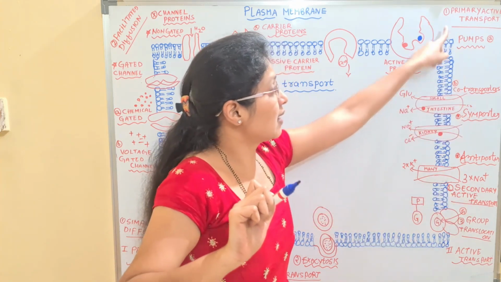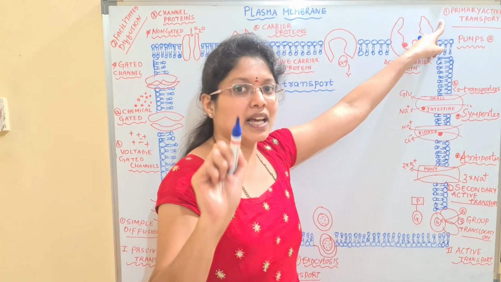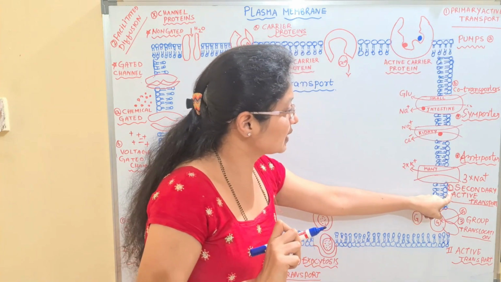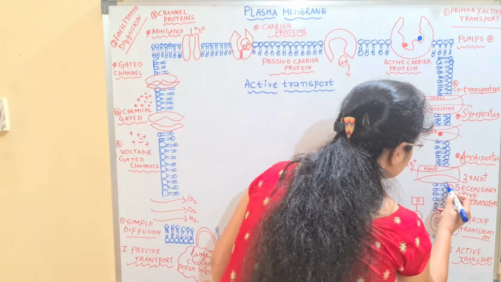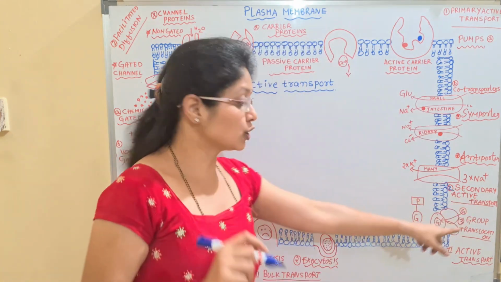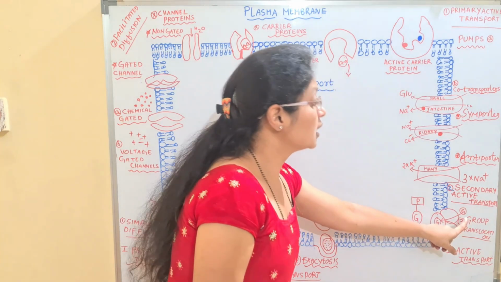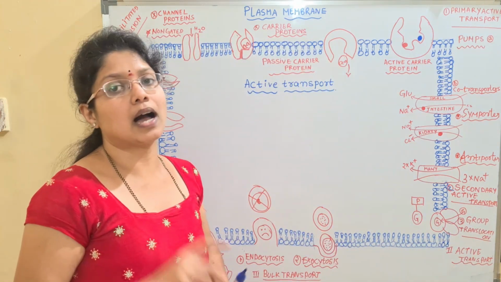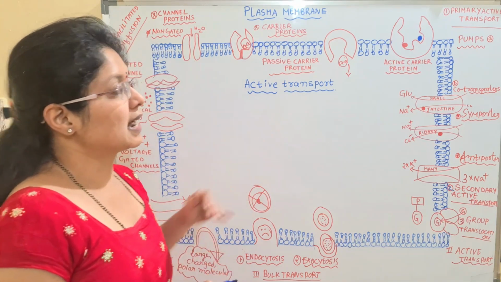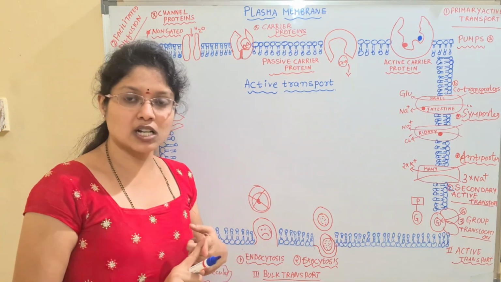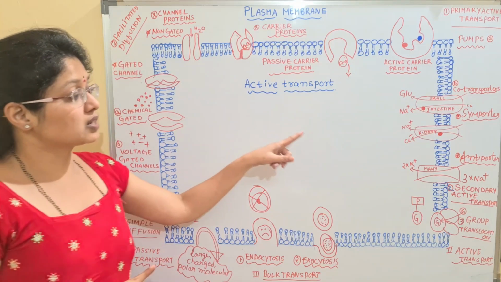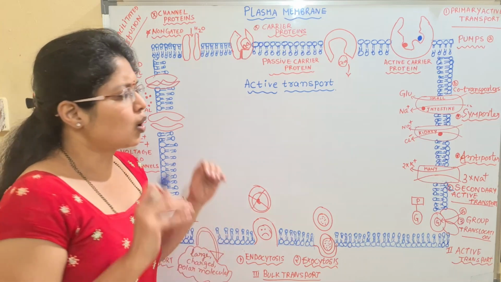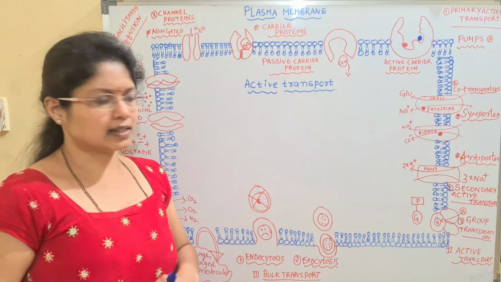The first one I have numbered as 1, which is primary active transport, and the second one, you can see this, right? This is 2, which is secondary active transport, and the third one is group translocation. So all these three come under active transport. What are the three categories we have? Primary active transport, secondary active transport, and also the last one, group translocation. We will be discussing all these three categories shortly.